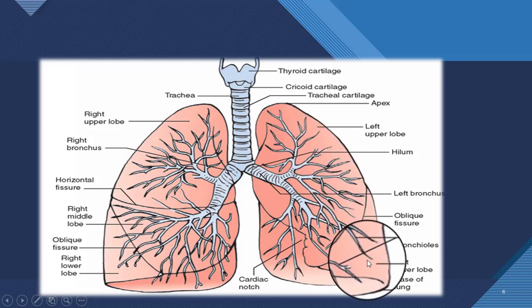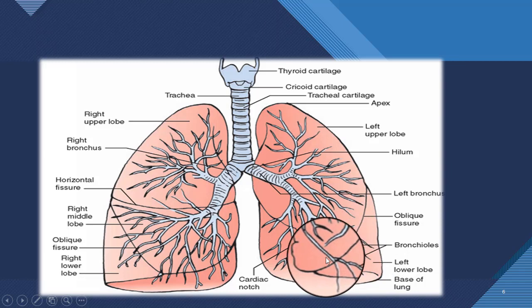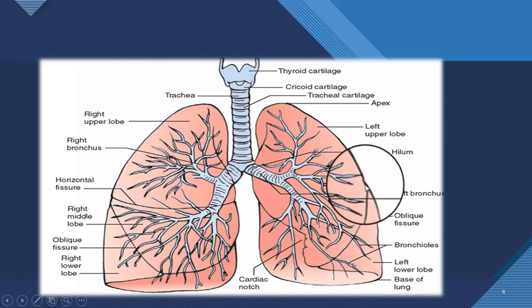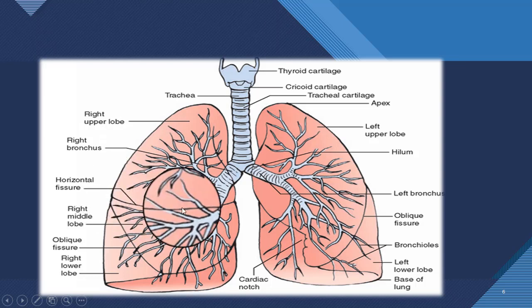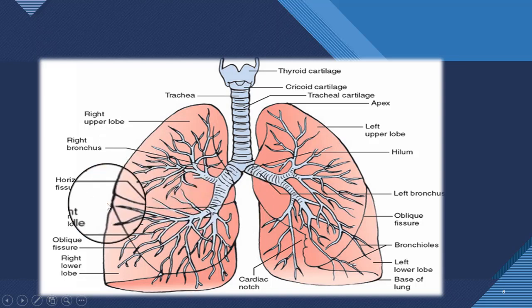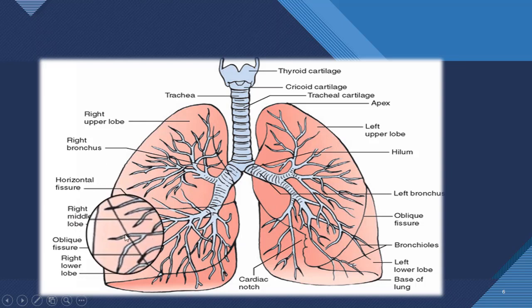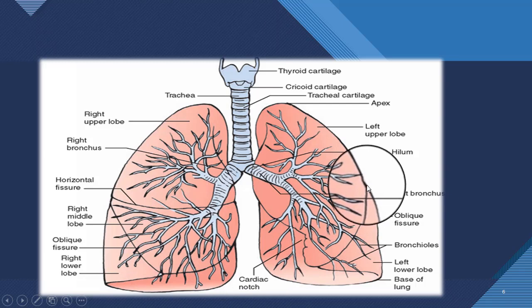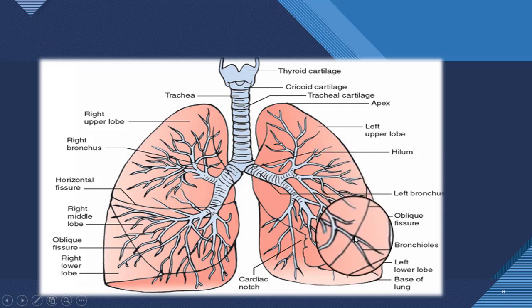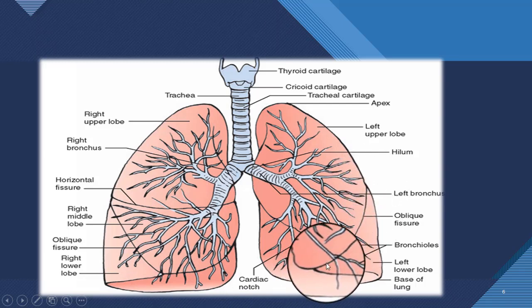These are separated by the fissures within the lungs. The left lung has only one fissure. Look at the screen. On the right lung, we have 2 fissures. This one is a horizontal fissure and this one is an oblique fissure. And on the left lung, we have only one fissure, that is an oblique fissure. So this was all about the fissures and the lobes.